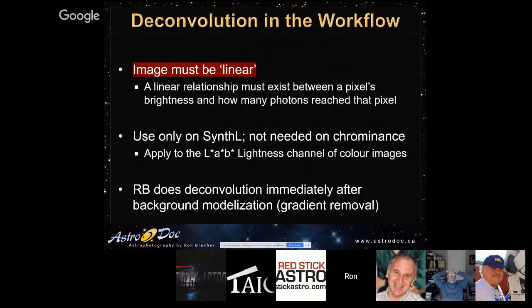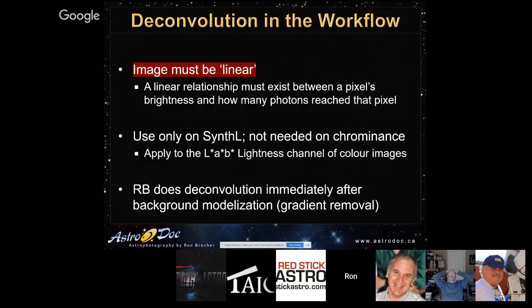So for deconvolution to work, an image has to be linear. In other words, there has to be a linear relationship between the brightness of a pixel, its intensity, and how many photons actually reach that pixel or the stack of pixels. So you can't have done any stretching to the image before you do deconvolution.